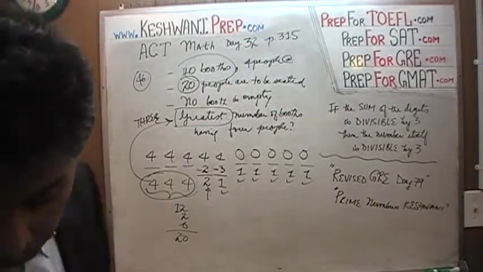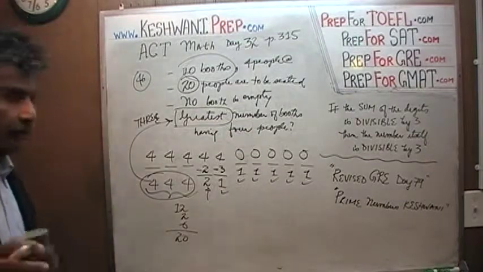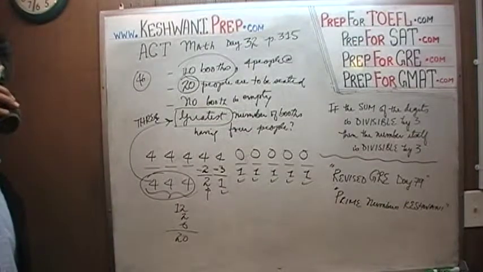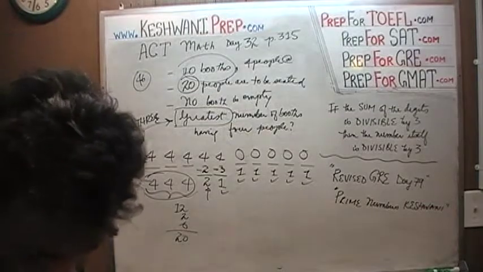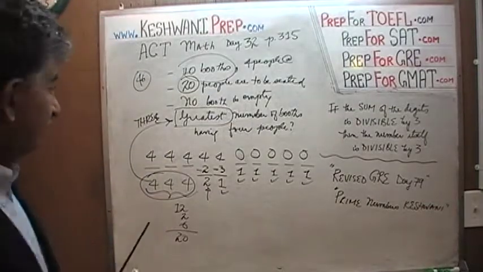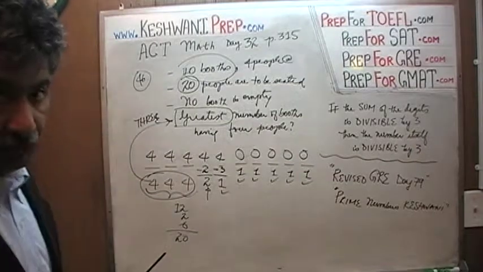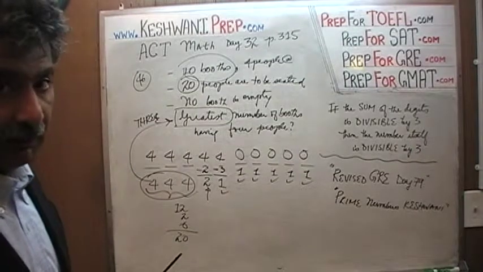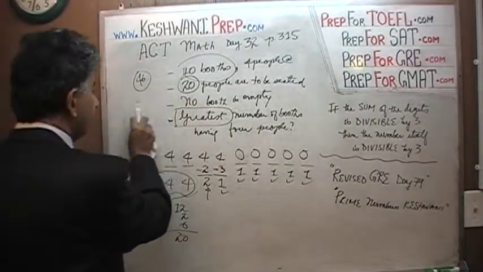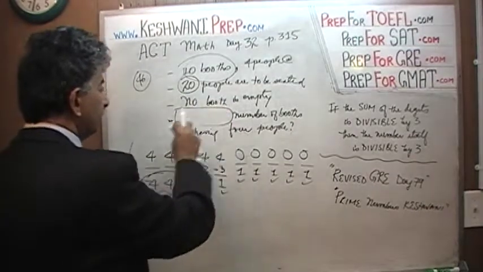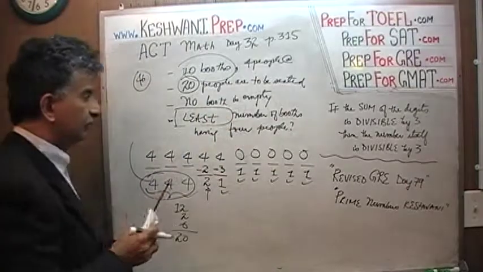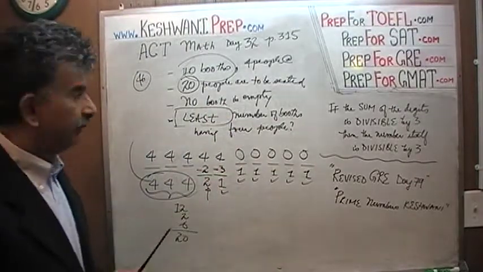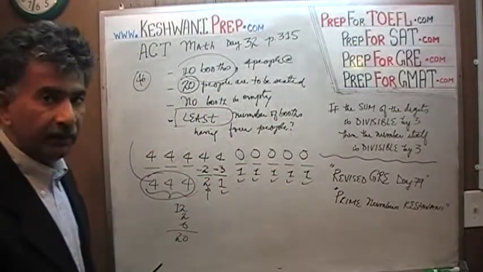Here's the tricky part. Just give me 1 second and I'll ask you the tricky part in a second. The question is, what would have been the answer? Now I'm giving you a new question. You understand? It's not in the book. We're making up our own question now. What would have been the answer if they had asked for not the greatest number of booths, but the least number of booths having 4 people, given the fact that we only have 20 people?